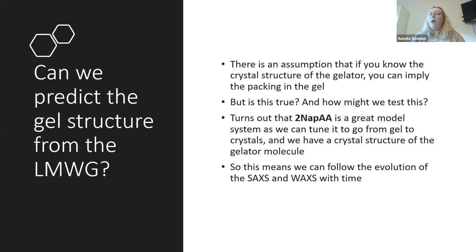In order to do this, we had to turn to a slightly different low molecular weight gelator called 2-NAP-AA, which I'll show you on the next slide. The reason we picked 2-NAP-AA is that we have a crystal structure of it, but also we can tune the gelation of 2-NAP-AA so it either goes through a gel state and stops, or it goes through a gel state and forms a crystal state.